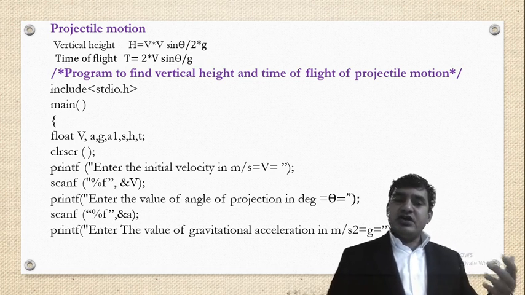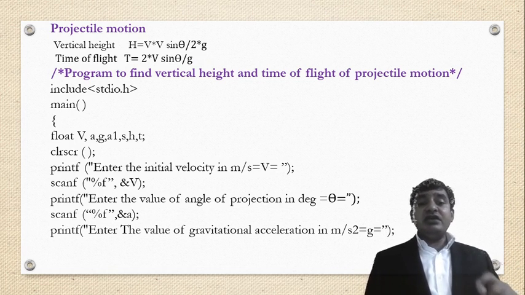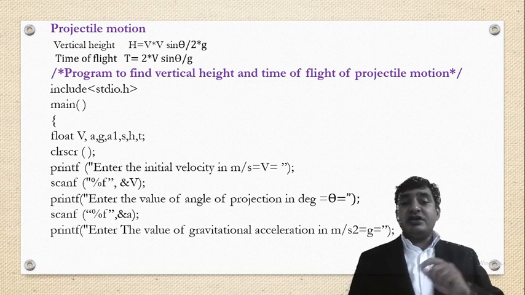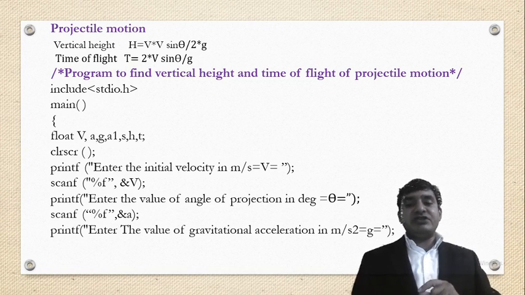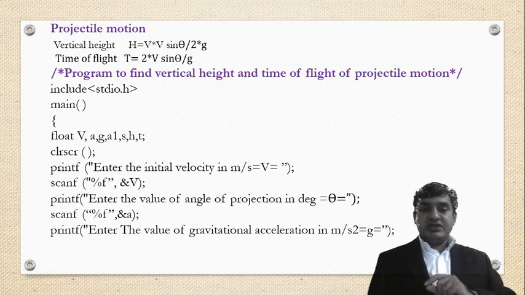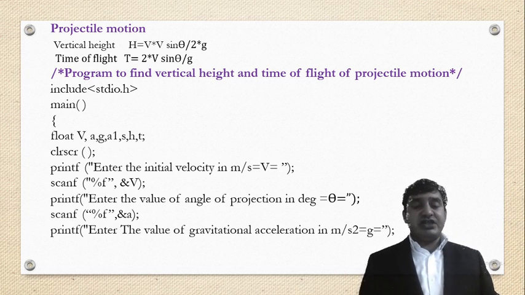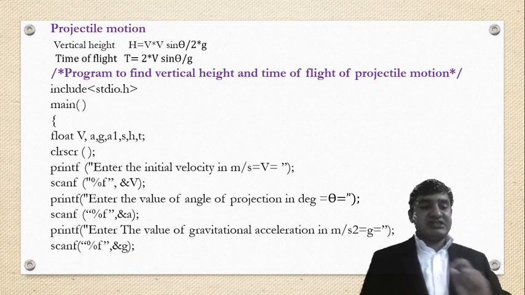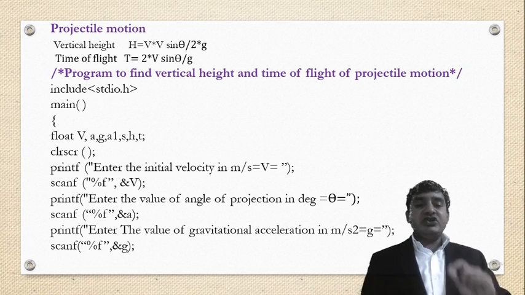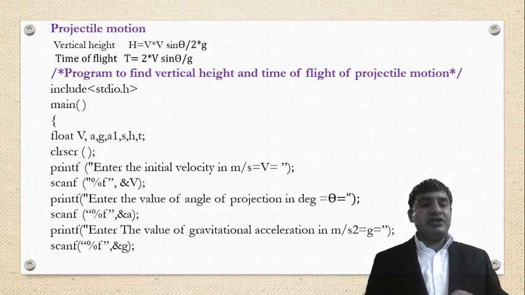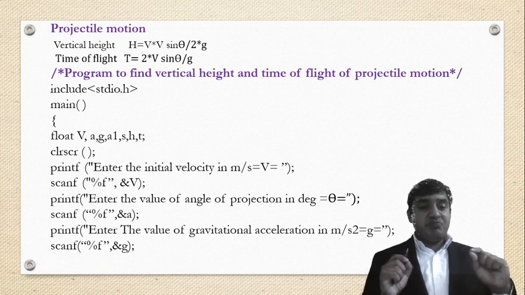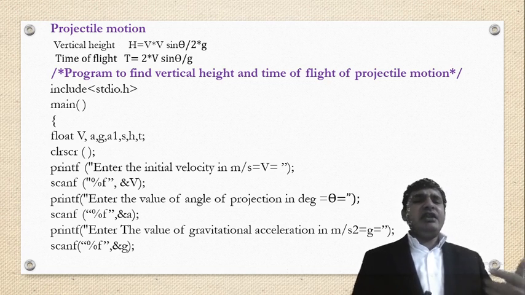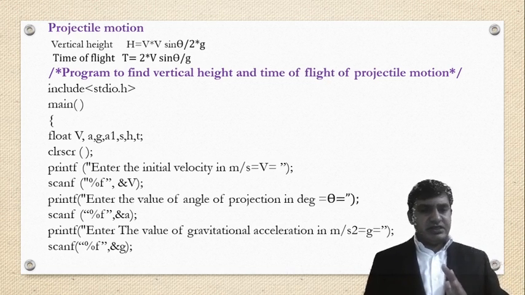Now the third message is displayed on the screen: enter the value of gravitational acceleration in meter per second square, it is equal to g. This message is displayed on the screen. Now we have to enter the value of acceleration due to gravity, that is g, by using the scanf function. So percentage f, because g, acceleration due to gravity, consists of a decimal point, whose value is 9.8.